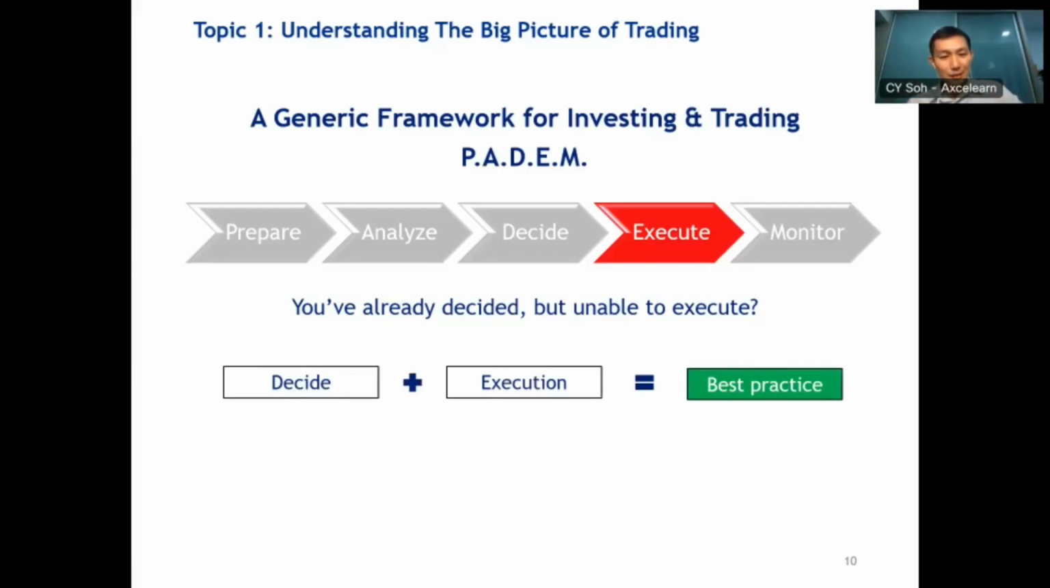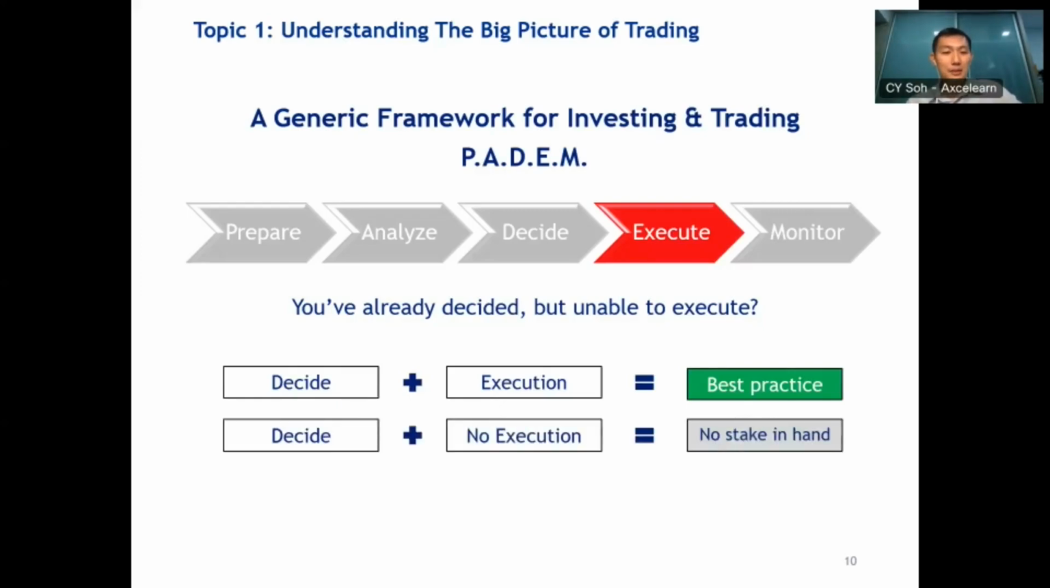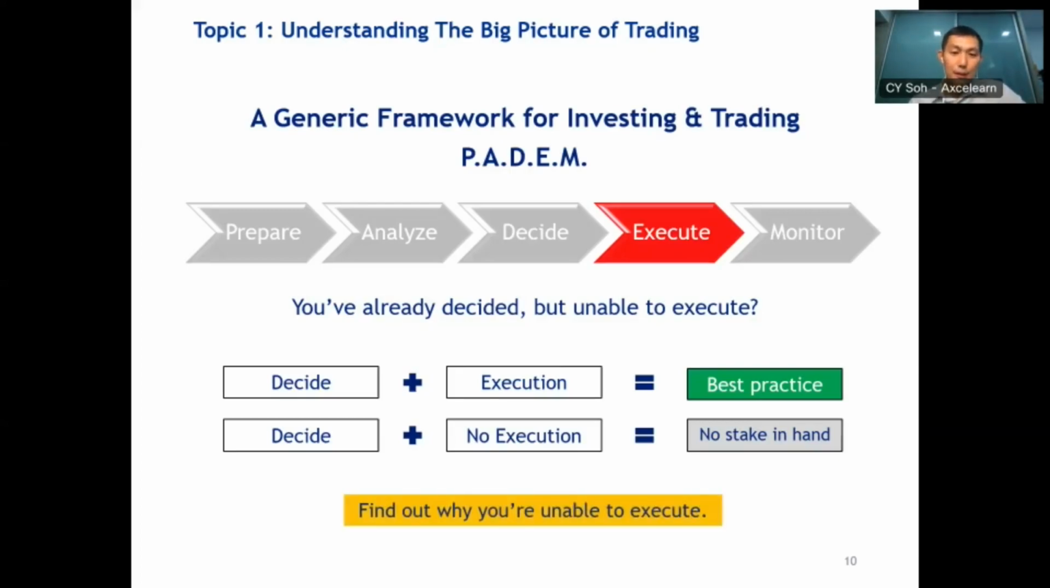And the next outcome would be the opposite one, right? Where you have a decision but no execution. So same thing, you don't have any stake in hand in the market, even though you are correct in your analysis. So how to solve this problem? You need to find out why you are unable to execute. Okay, you need to find out why you are unable to execute.